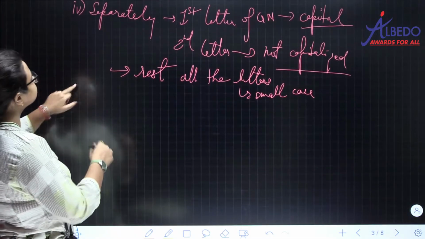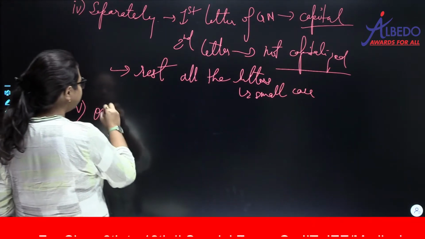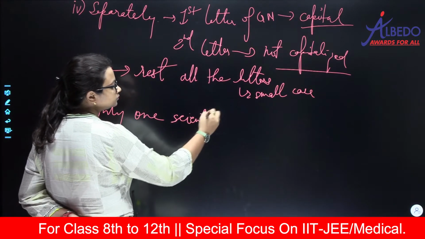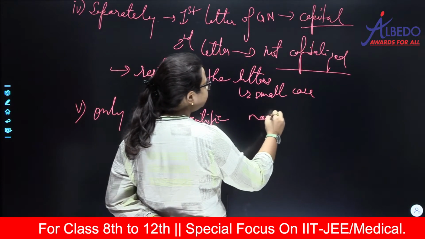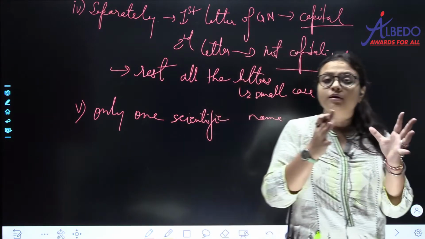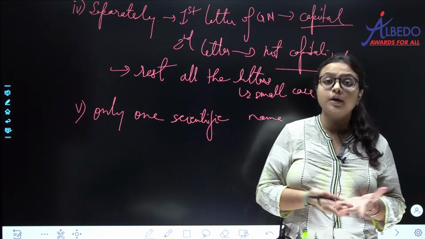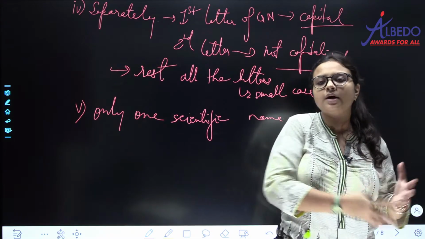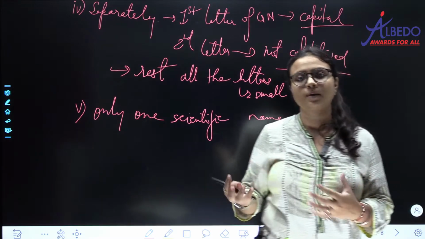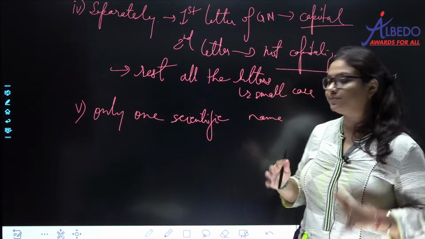Next, fifth: all organisms should have only one scientific name. Why only one scientific name? Because the whole purpose of a scientific name is that one particular organism must be known by that name all over the world. So what will happen if we give one or two or three scientific names? Then there will be confusion. Some people will understand us, some will not. So please remember that only one scientific name is present for one particular organism.